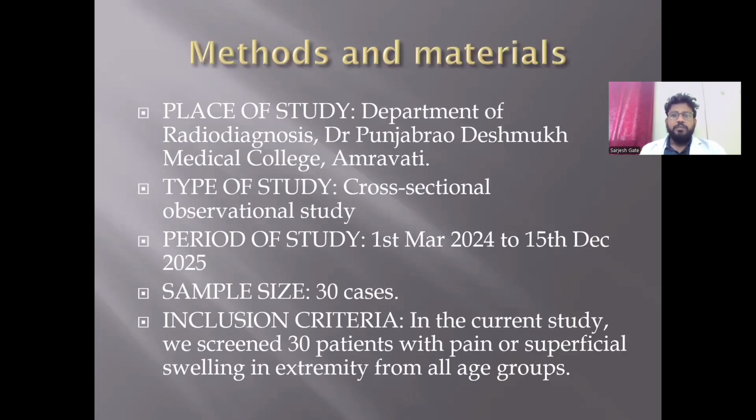Methods and materials. Place of study: Department of Radiodiagnosis, Dr. Punjabrao Deshmukh Medical College, Amravati. Type of study: cross-sectional, observational study. Period of study: 1st March 2024 to 15 December 2025. Sample size: 30 cases. Inclusion criteria: in the current study, we screened 30 patients with pain and superficial swelling in extremity of all age groups.